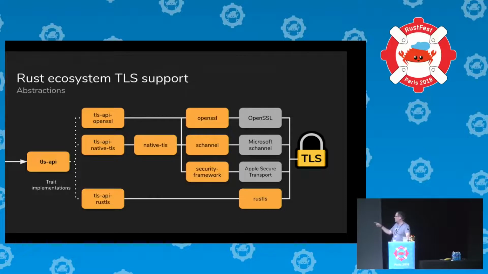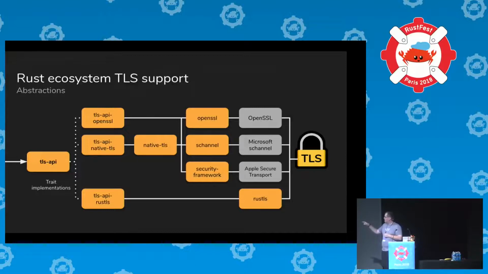There's also this one, which I really do like. So there's TLS API, which is just a collection of traits, and then these intermediate ones, TLS API OpenSSL, etc., which provide implementations of those traits. So if you're writing a library and you're not quite sure what TLS library your application-level consumer wants to use, you can just make your library generic on those traits, and then your application at the top just passes in one of these choices. And that works really well.